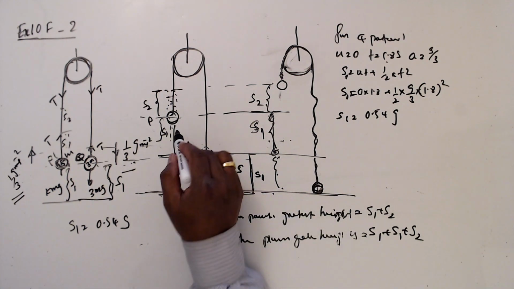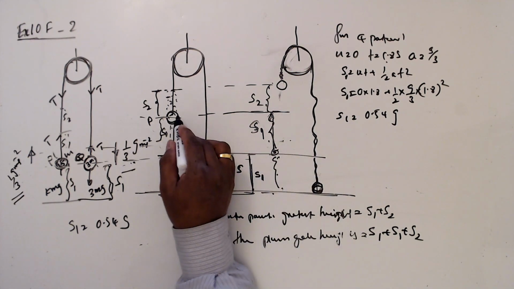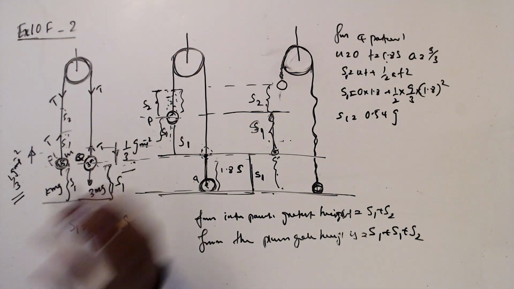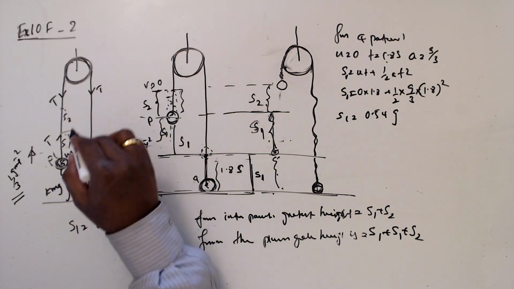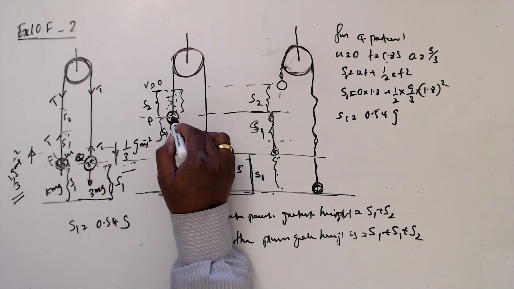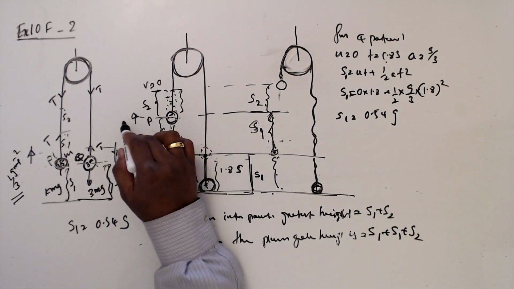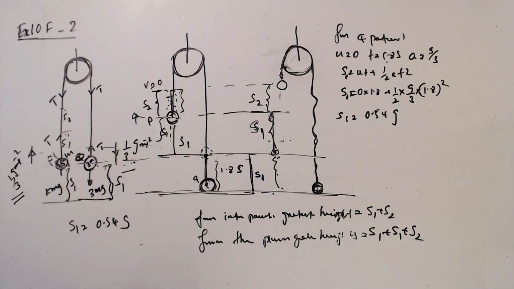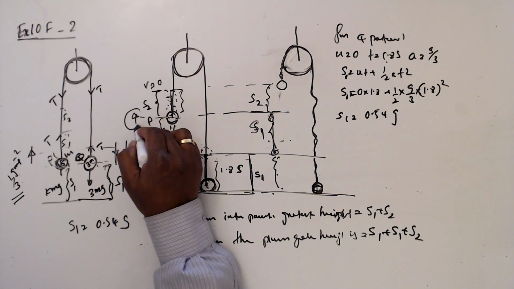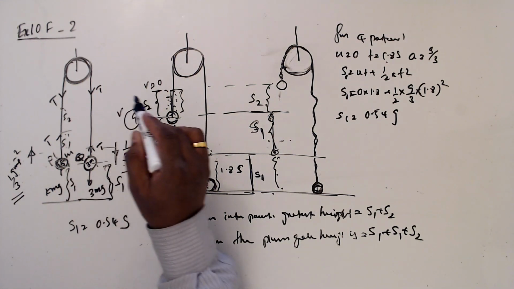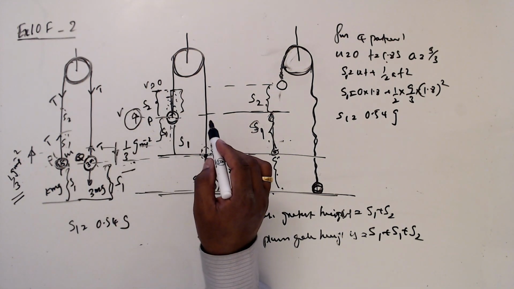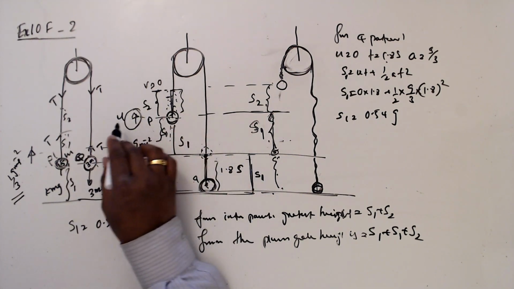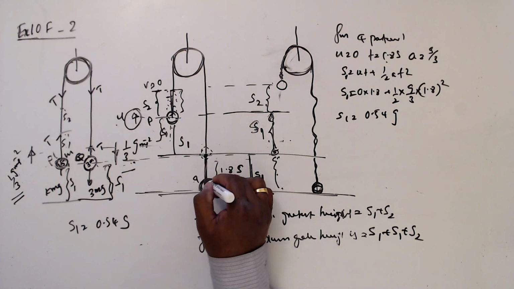Now we need to find this distance s2. We know that v is 0, and the initial speed we don't know, and it's moving under gravitational force. The acceleration we know. Now we want to find this starting velocity. So let's say u is equal to the hitting velocity here.